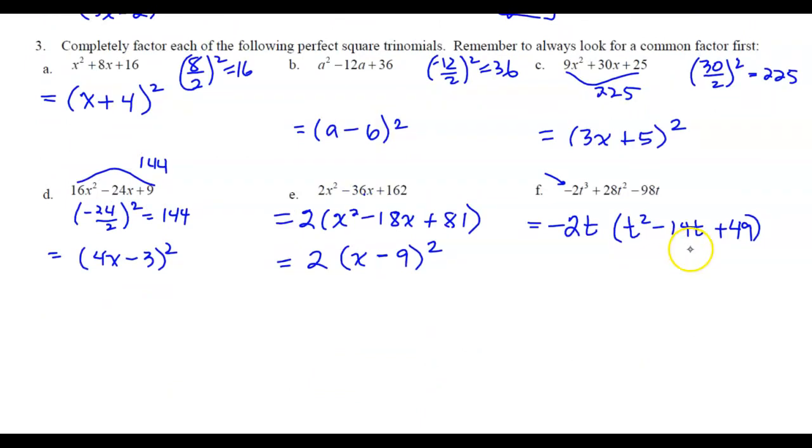Okay. So half of negative 14 is negative 7, squared is positive 49. So it is a perfect square trinomial. So you can set up your bracket squared. The root of t squared is t. The root of 49 is 7. And whatever sign is in front of the t term. 7 all squared. Yep.